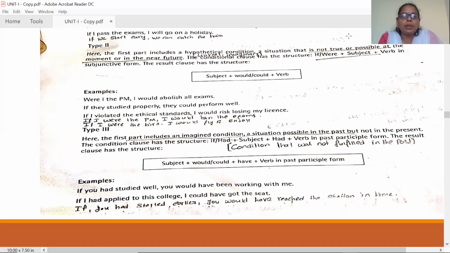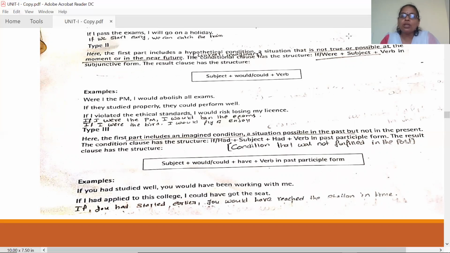Then coming to type 3. Here, the first part includes an imagined condition. First type, often real. Second part, hypothetical, unreal condition. Third part includes an imagined condition, completely imagined. That is, a situation possible in the past, but not in the present. That shows it's not at all possible, an imagined condition. The condition clause has the structure if or had plus subject plus had plus verb in the past participle form. Don't worry about the structure.